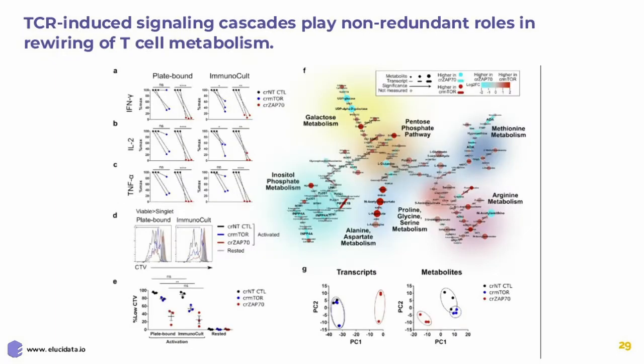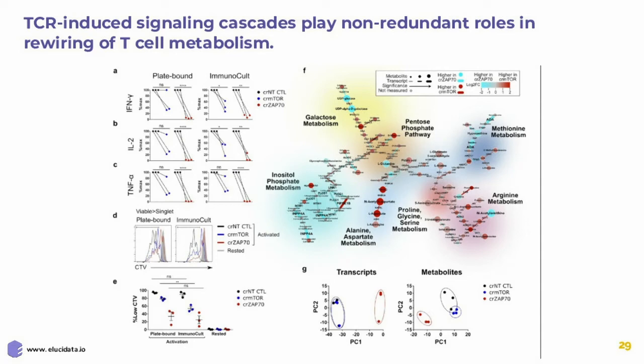So finally, what we wanted to do was understand a little bit better whether, if we were to perturb these signaling cascades that were being induced by TCR stimulation, we would be able to change the metabolism of the T cells. And so we looked at two canonical pathways: mTOR activation, which we know is a central regulator of metabolism in a lot of different cells, as well as ZAP70, which is a key kinase that is required for TCR signaling and is really, really proximal to the T cell receptor signaling.